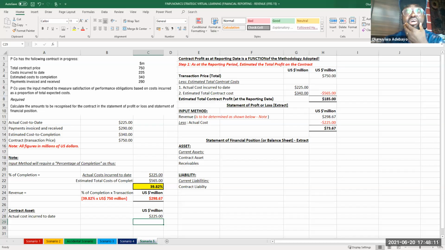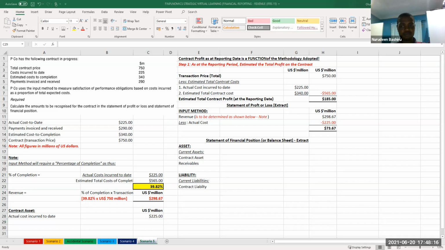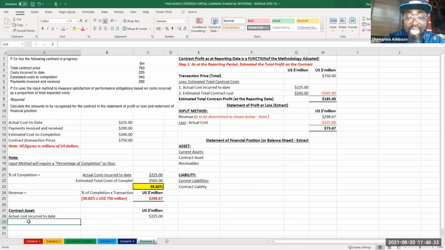Okay. Therefore, if you have done this up to date, 225, cost incurred to date, and you have built 290, this is just the cost you have incurred to date. How much is your profit earned to date? Because you are not charity.